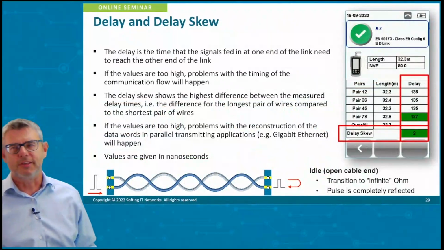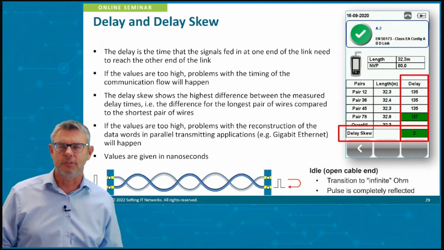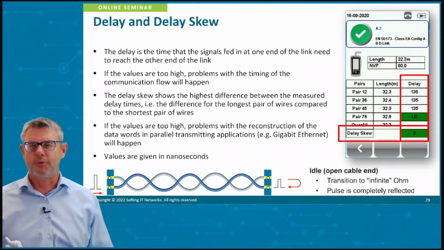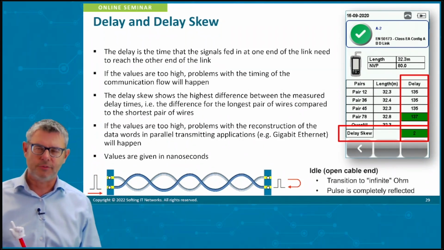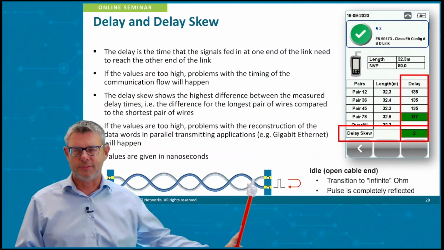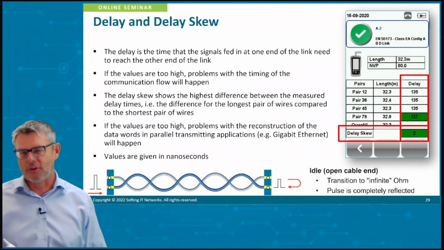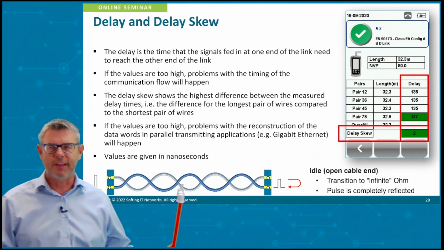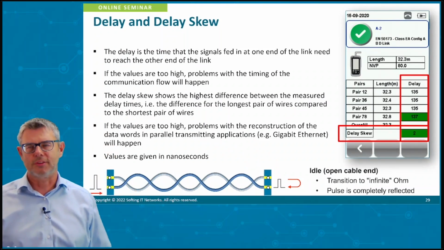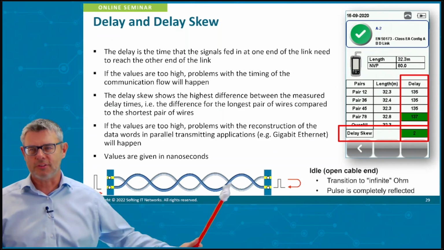Let's continue with the low frequency measurements, delay and delay skew. As you saw earlier, these four pairs have different twists, meaning different lengths, and different lengths mean a different delay time when the signal is traveling along the line. You have to make sure that you're measuring the individual delay time of the signals traveling through the lines, and that, first of all, the time itself is not too big.